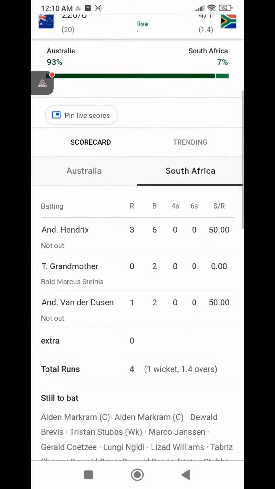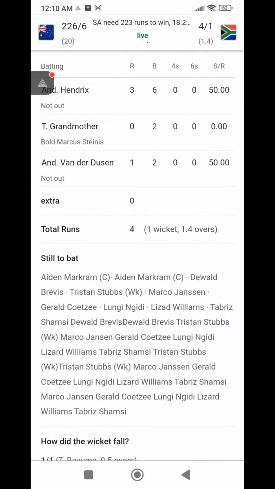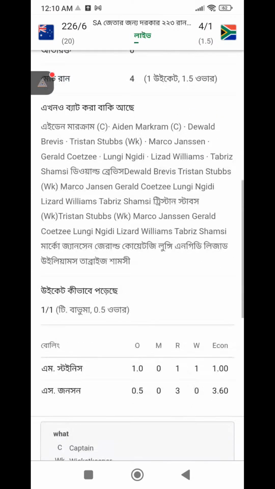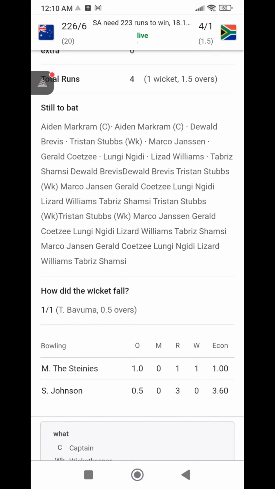So 2 bowlers already used. Stoinis 1 over, no maiden, 1 run. 1 is the economy. And Johnson 0.5 overs, no maiden, 3 runs and no wicket. 3.60 is the economy.